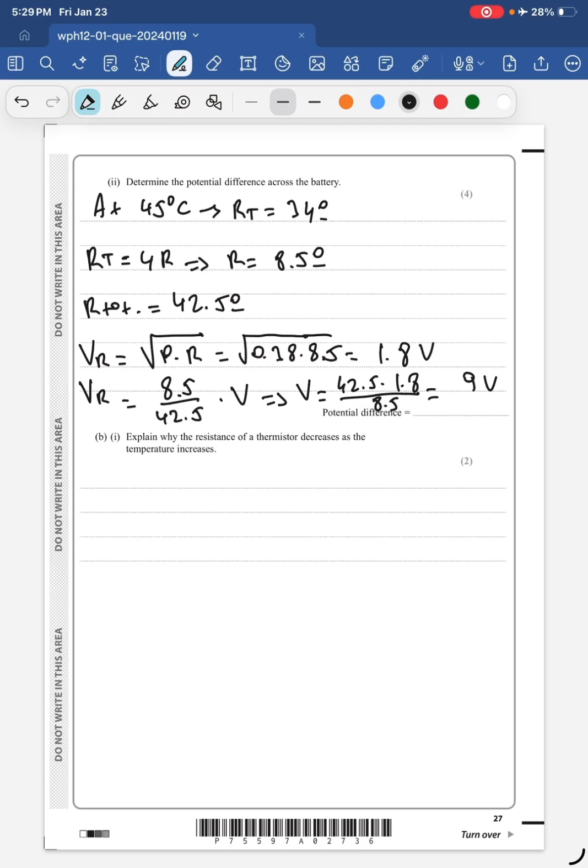Let me check the mark scheme because sometimes I get insecure. I'm a human being as well, guys. So yes, they say 9.1 volts. Okay, no big deal. So part B, explain why the resistance of a thermistor decreases as the temperature increases.